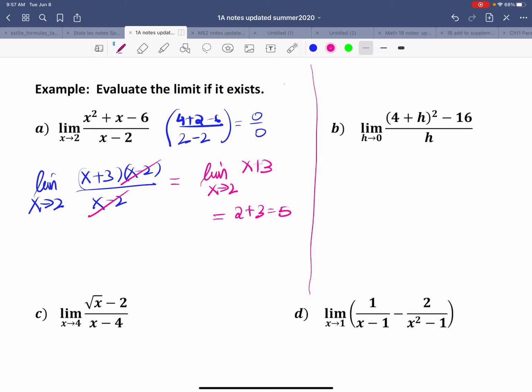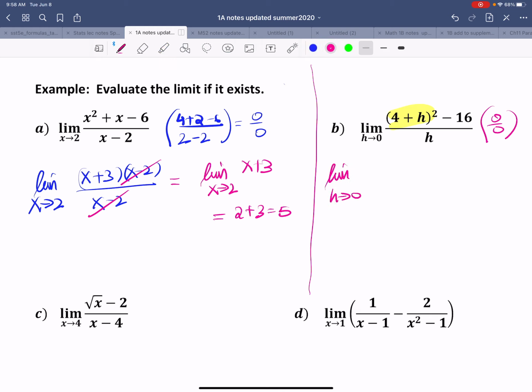Here we have part B, limit as h approaches 0. So if I go ahead and plug h as 0 in there, I will be getting 0 over 0. Again, indeterminate form. That means I need to use some more techniques. Let's see what I can do over here. I'm going to start by foiling this and see where it takes me.